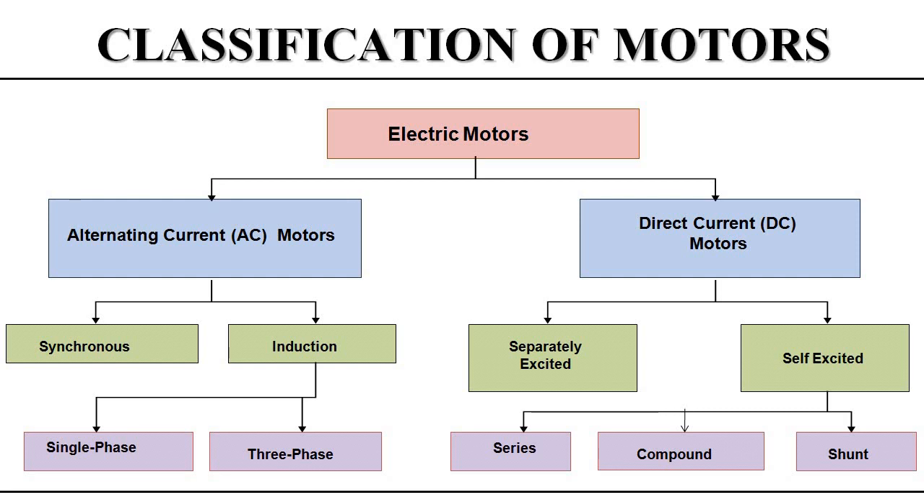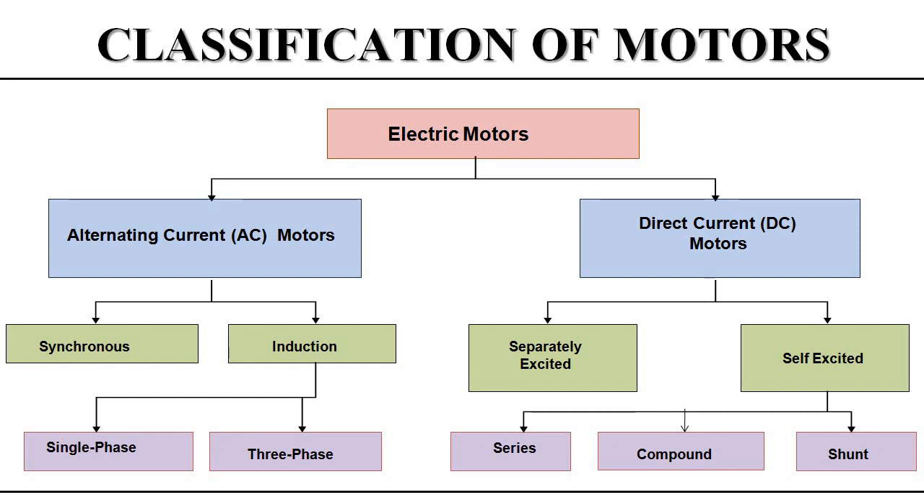Now let us see the classification of electric motors. They are classified as alternating current AC motors and direct current DC motors. Under AC motors there are two types, synchronous and induction motors. Under induction AC motors again there are two types, single phase and three phase induction motors. In the case of DC motors there are two branches, that is separately excited DC motors and self excited DC motors.